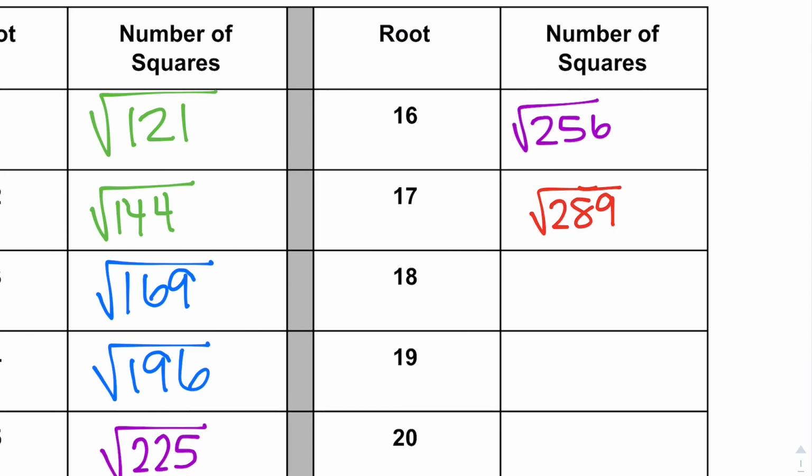Okay, the last 3. 18. The root for 18, how many squares would you have? You'd have a total of 324. I know this because I'd have 18 rows and 18 columns of Cheez-Its. So the root of 324 is 18.